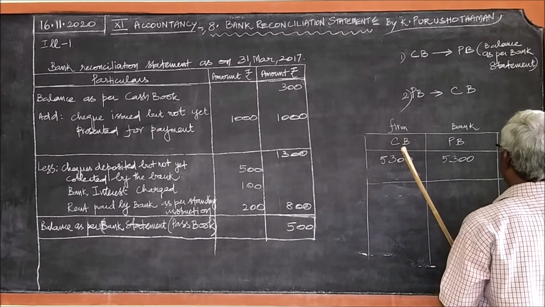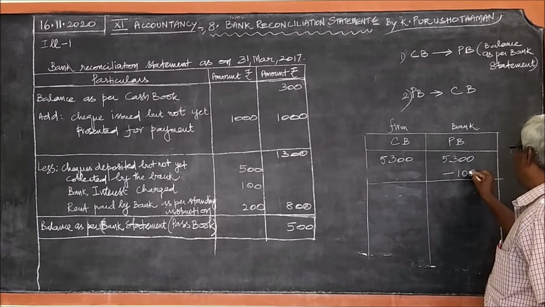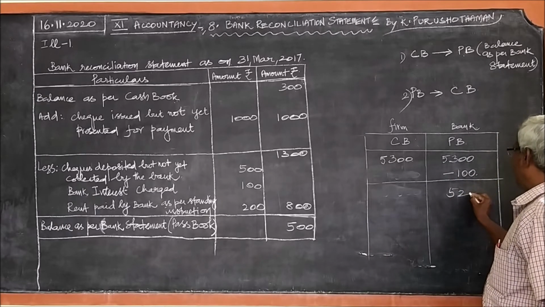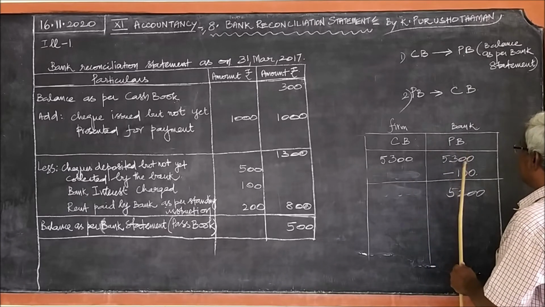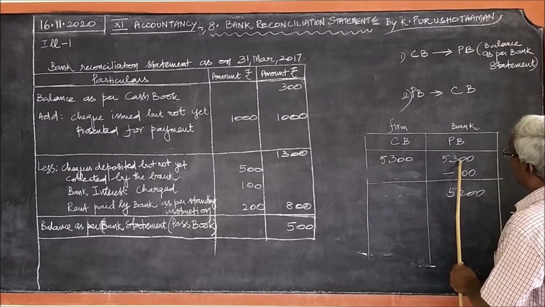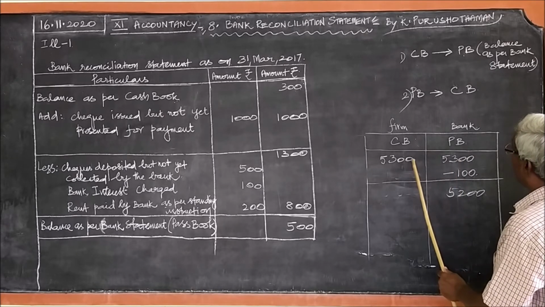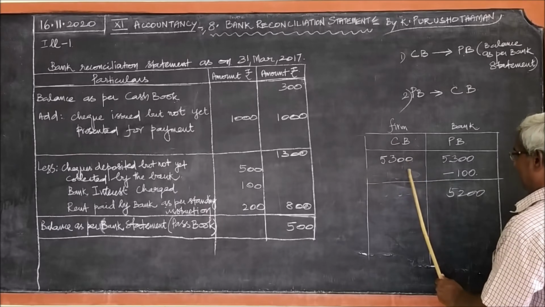100 is taken away by the bank. Therefore, in the bank balance, 100 will be minus, the balance will be 5,200. Whereas this transaction made by the bank is not made known to the business.